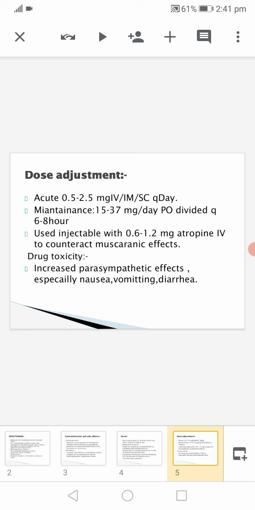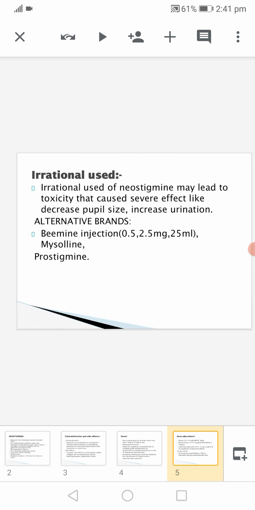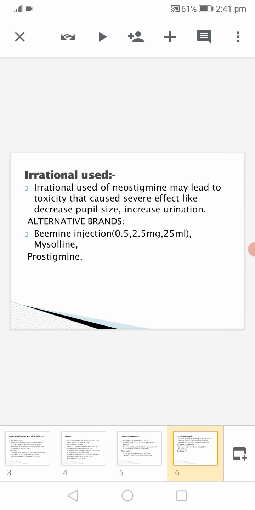Drug toxicity. Increased parasympathetic effects, especially nausea, vomiting and diarrhea. Irrational use. Irrational use of neostigmine may lead to toxicity that causes severe effects like decreased pupil size, increased urination. Alternate brands of neostigmine are Bimine injection, Mysoline, and Prostigmine.